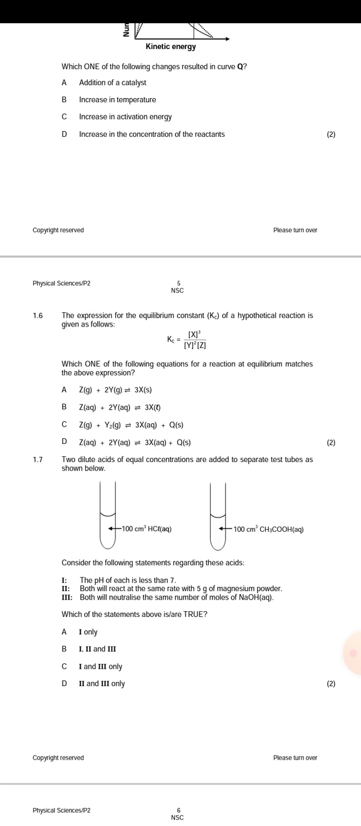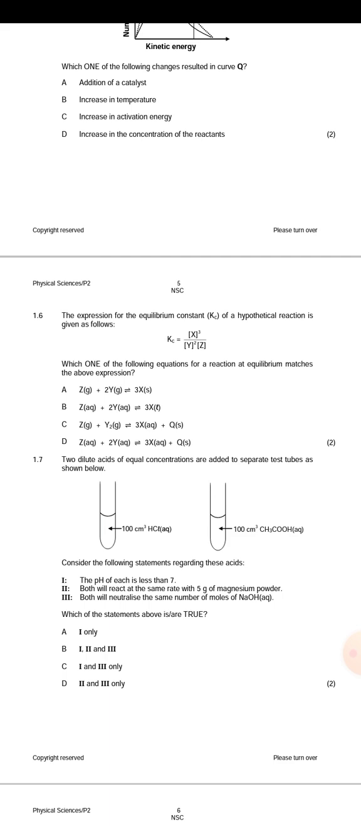1.6, we are told the expression for equilibrium constant for a hypothetical reaction is given as follows. Kc is equal to the product x cubed y squared over z. Which one of the following equations of the reaction at equilibrium matches the above expression? All right, so what do we know about Kc? We know that it's products on top, reactants below. The powers represent the coefficients of our letters.